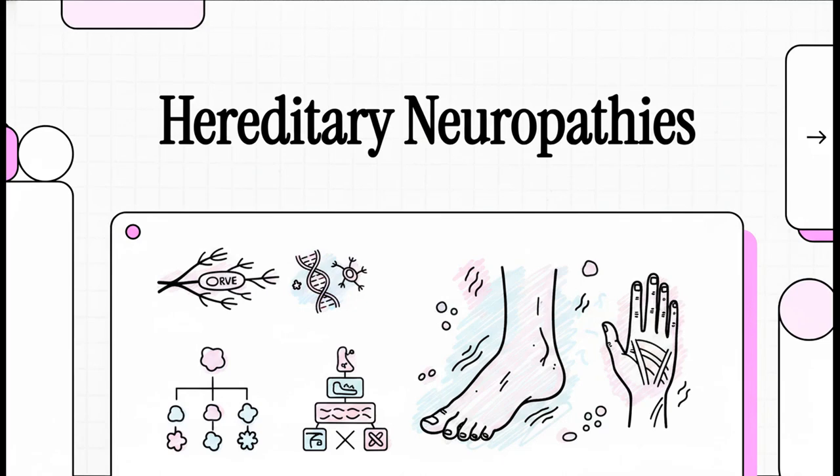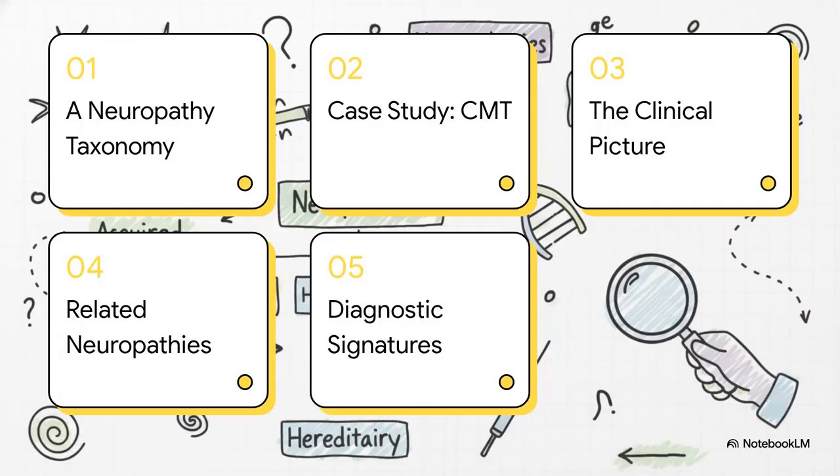All right, let's dive right in. Today, we are tackling the really complex world of hereditary neuropathies. What are they? How do we even begin to classify them? We're going to break it all down, and we'll use one of the most important examples out there, Charcot-Marie-Tooth disease, to guide us. So here's how we're going to tackle this.